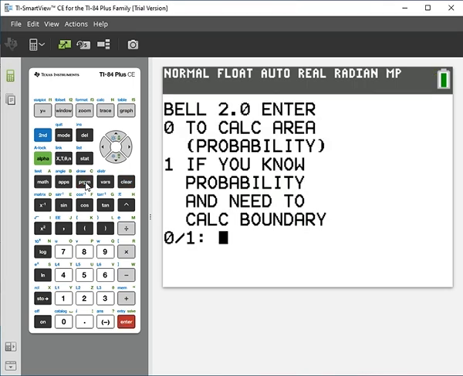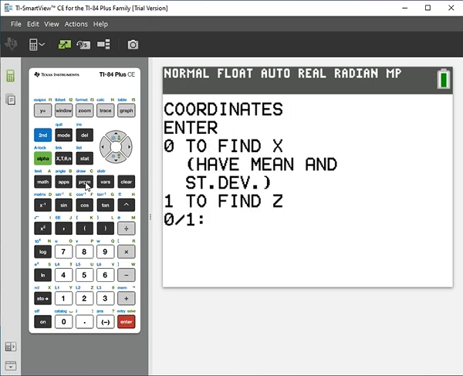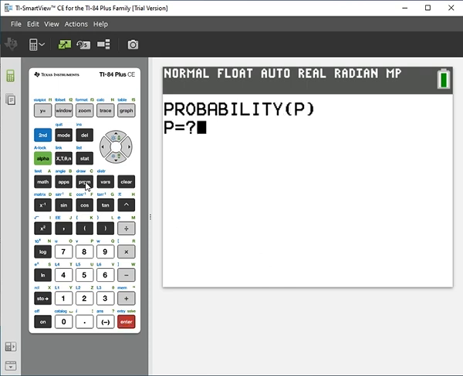So there's Bell. And we know the probability for that first example. It's 95%. Z equals 95%. So we know the probability, so we're going to enter a 1. We're interested in finding the boundaries. Now this is normal, right? This is 8.1. So we're talking about z-scores. So again, because we're talking about z-scores, we're going to enter a 1.